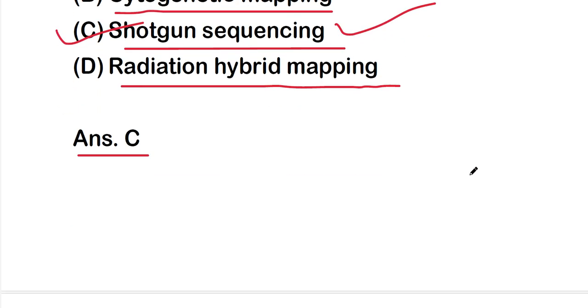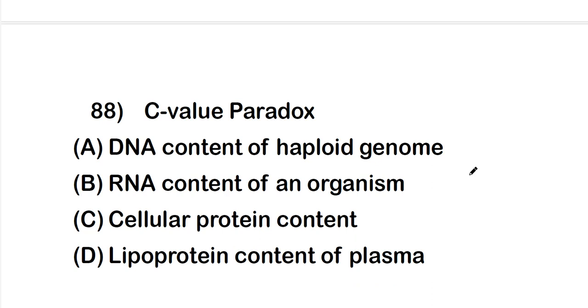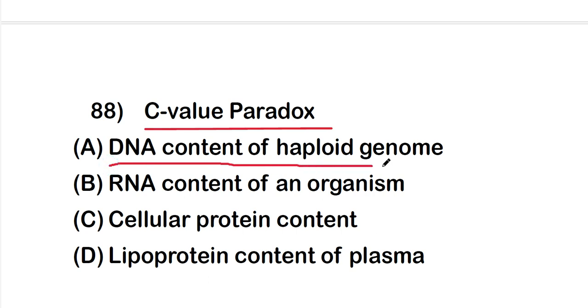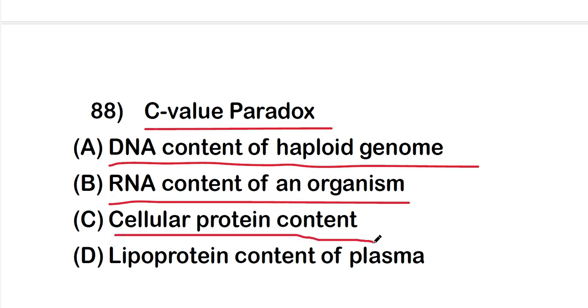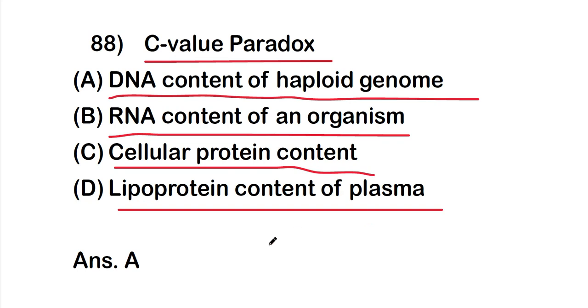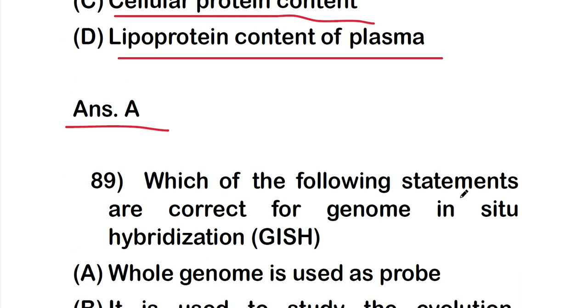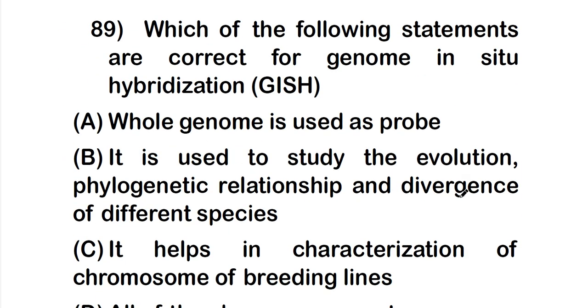So let's move on to question number 88, that is C value paradox is option A DNA content of haploid genome, option B RNA content of an organism, option C cellular protein content, option D lipoprotein content of plasma. And the right one is option A, that is DNA content of haploid genome, that is known as C value paradox. So the next one is question number 89.